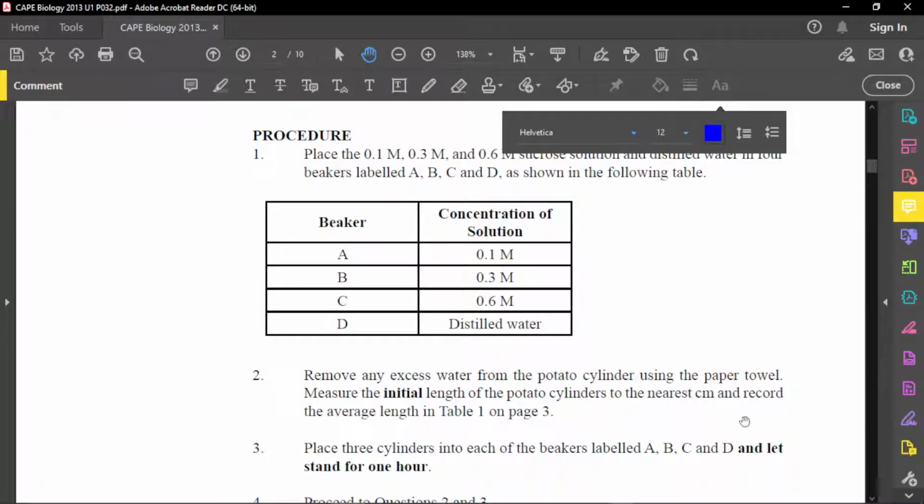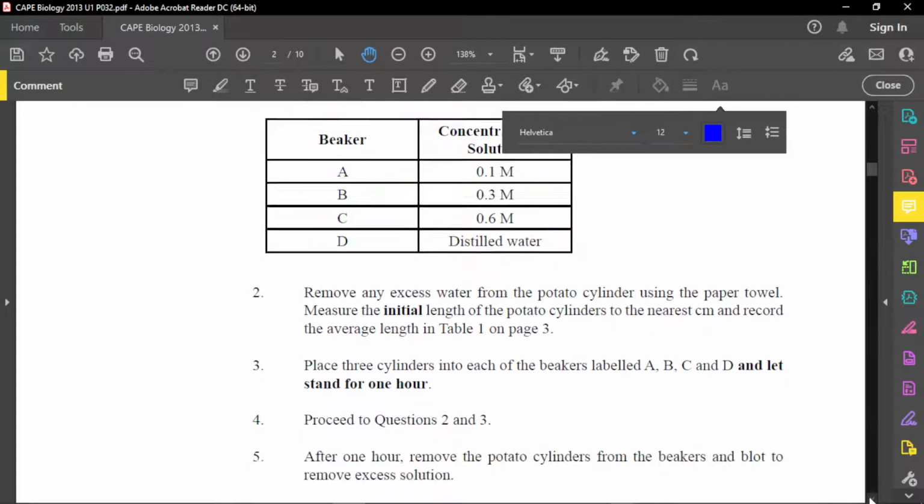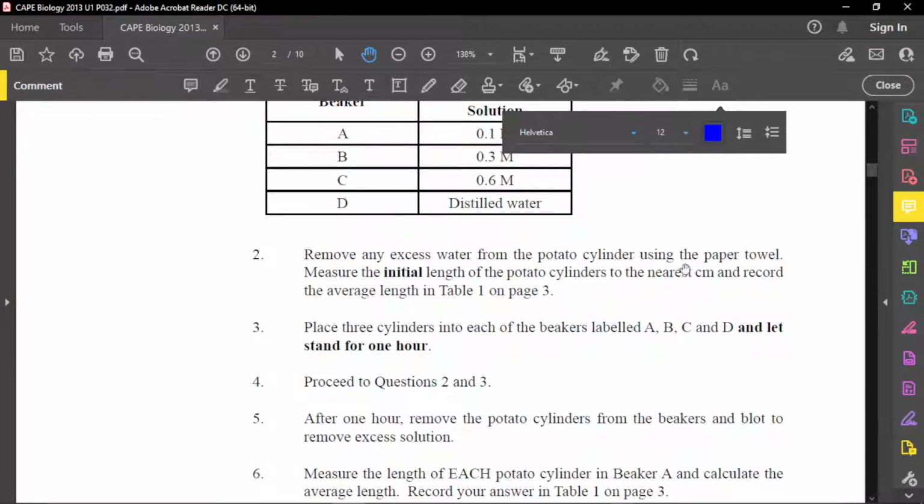Now for step 2, it said to remove any excess water from the potato cylinder using paper towel. Measure the initial length of the potato cylinders to the nearest centimeter and record the average length in table 1 on page 3. For the third step, it said place 3 cylinders into each. So notice now that there are 3 cylinders you're going to place in each of the beakers labeled A, B, C, and D and let stand for 1 hour. It said proceed to question 2 and 3.